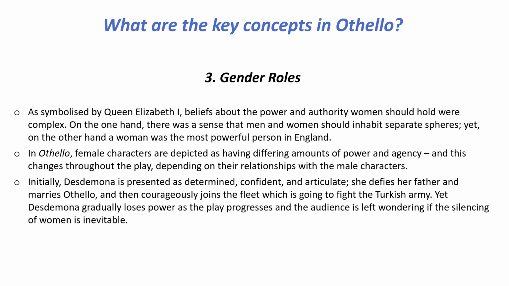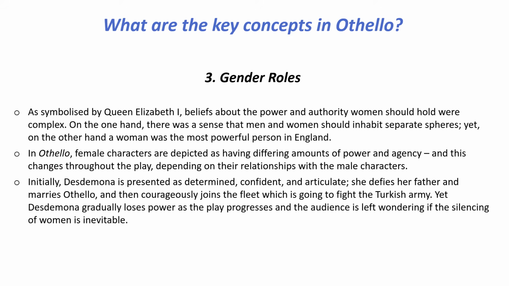So initially, Desdemona is very determined, she's confident, she's articulate. She comes on stage in Act 1, Scene 3, defying her father. She speaks in front of a whole senate of people who are in charge of Venice and says that she's going to stay married to Othello. And then, when it becomes clear that Othello is going to go with the fleet to fight the Turkish army, Desdemona says that she's going to go too. You know, very courageous for a woman at the time, both socially, in terms of speaking in an entirely male environment, and also saying that she's going to join the army in this.